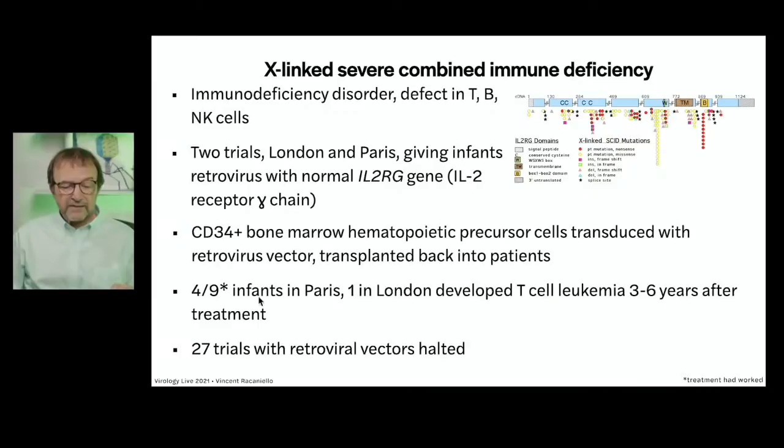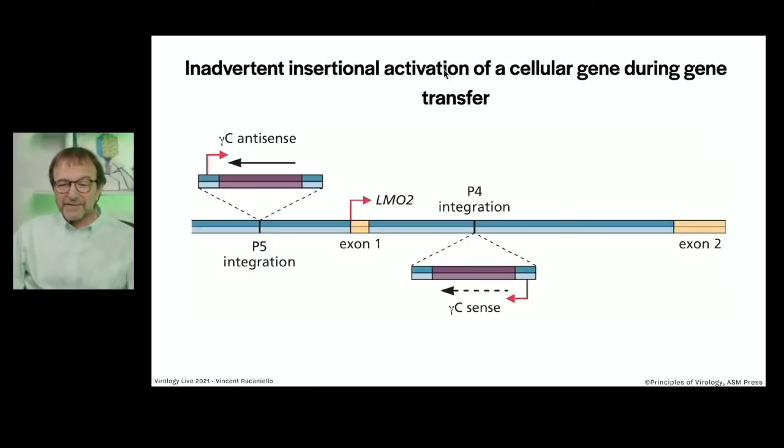By the way, the treatment worked. It cured their SCID. But 4 out of 9 infants in Paris and 1 in London developed T-cell leukemia 3 to 6 years after treatment. Those cancers were treated successfully with chemotherapy, so the infants were no longer infants, obviously. They were okay. But as a consequence, 27 trials with retroviral vectors were halted, and the vectors were redesigned based on the findings. And what they found was these vectors inadvertently inserted near oncogenes.